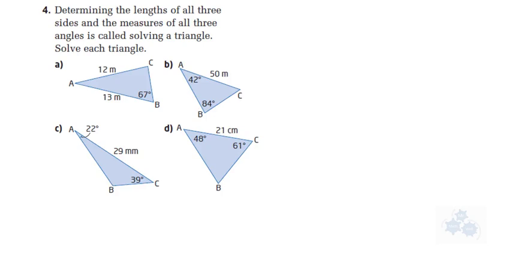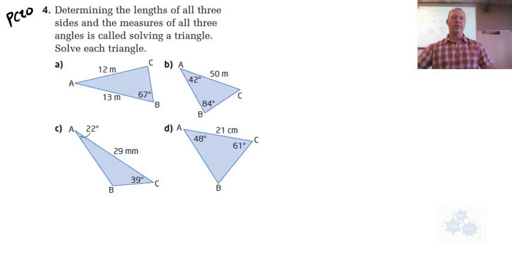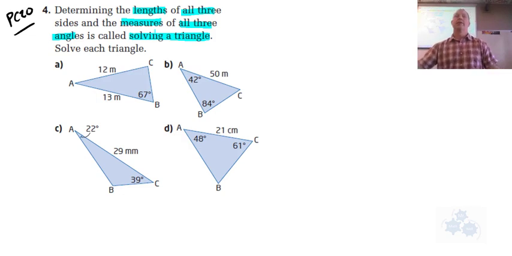Right, so pre-calculus 20, number 4, this is from 2.3, and the question is this. Now, if you got this question when you're doing your homework, that's great. Just make sure I'm doing it right here, okay? Determine the lengths of all 3 sides and the measures of all 3 angles. This is called solving a triangle. When you find all of the sides and all of the angles, that's called solving a triangle. All right? So we're supposed to solve each triangle.